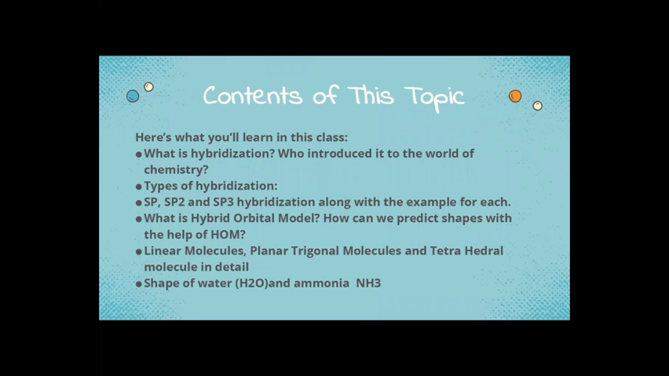The contents of the topic. Here's what you learn in this class. You will learn what hybridization is, who introduced it to the world of chemistry, types of hybridization, sp2 hybridization and sp3 hybridization along with an example for each. What is the hybrid orbital model and how can we predict shapes with the help of the hybrid orbital model? Linear molecules, planar trigonal molecules, and tetrahedral molecules in detail. Shape of water and ammonia. The shape of water and ammonia will be just a brief discussion so that you can get the idea of sp3 hybridization completely.